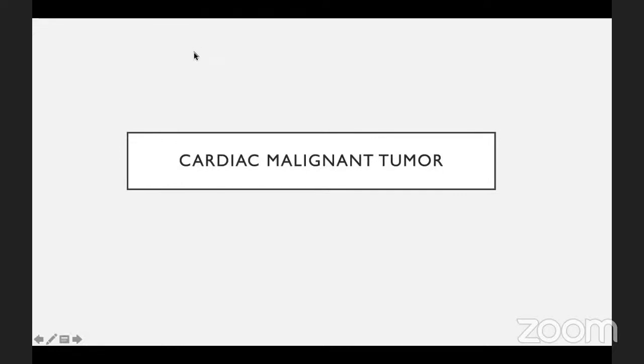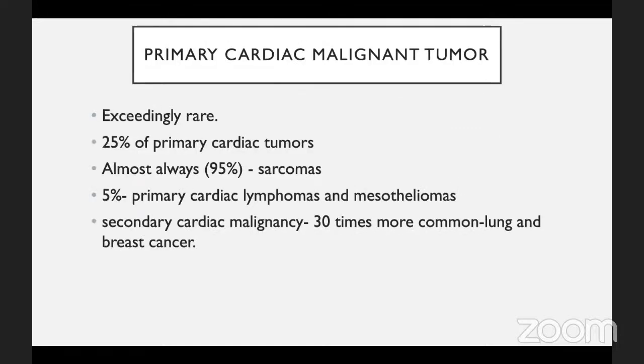The second part is the cardiac malignant tumors. They are extremely rare. Of the primary cardiac tumors, 95% of the malignant tumors are sarcomas. And the other 5% of the primary cardiac tumors are lymphomas and mesotheliomas. Secondary cardiac malignancy is 30 times more common, from lung and breast cancer.